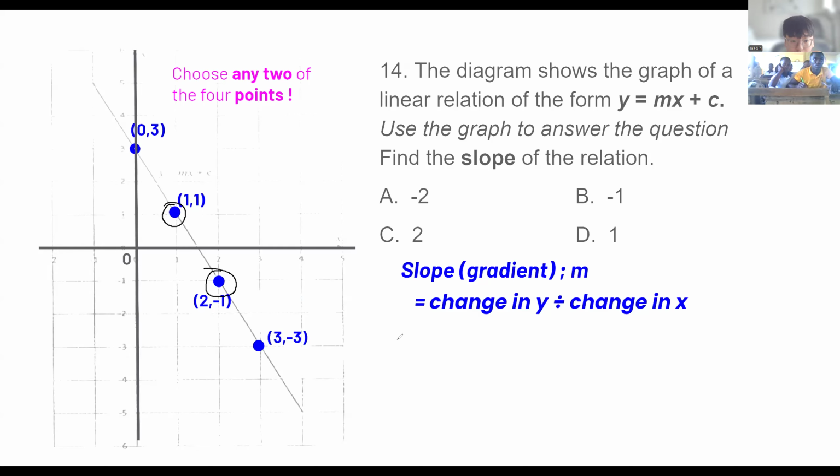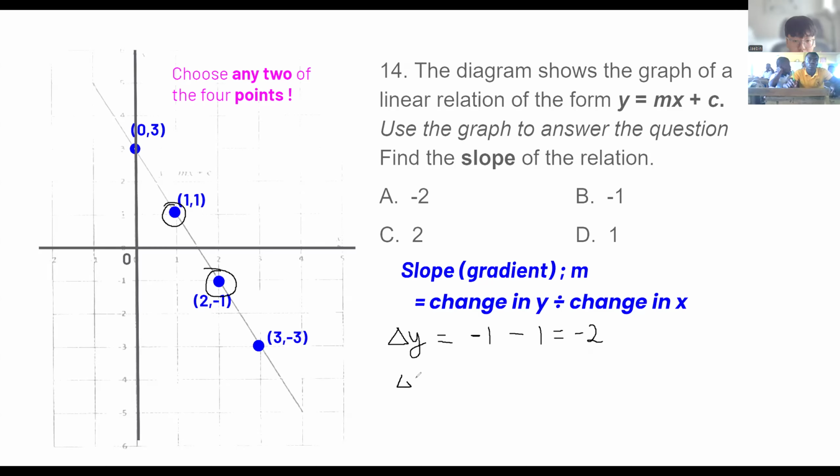So the change of y. What is the change of y here? We can write that as delta y. The change of y is equal to what here? Our second point's y is minus 1, minus 1 minus 1, right? That's the change of y. So it will be minus 2.